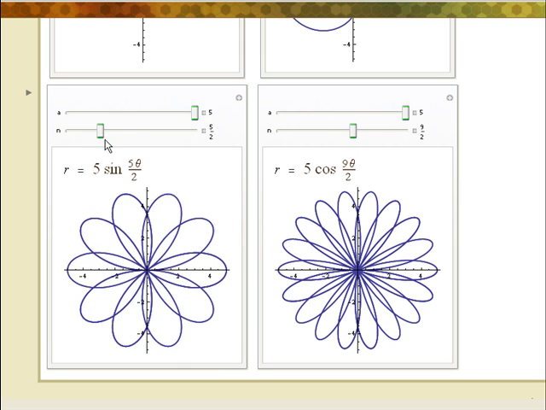3 theta back to 3, 5 theta. Now this one, 1, 2, 3, 4, 5, 6, and another 6. So that's going to be 12 for that guy. So with these, you will get an increase in the number of petals the higher this number on top goes, or the larger that fraction is. And then the smaller that gets, the fewer petals.